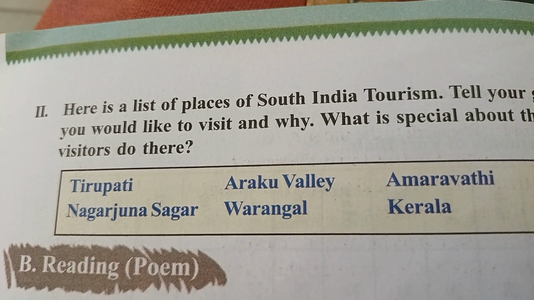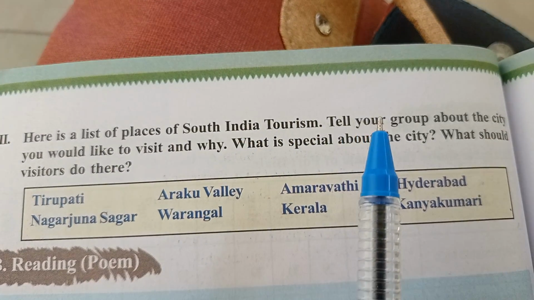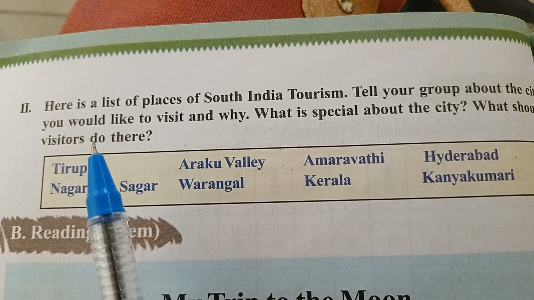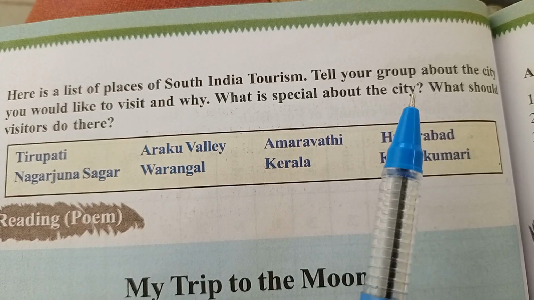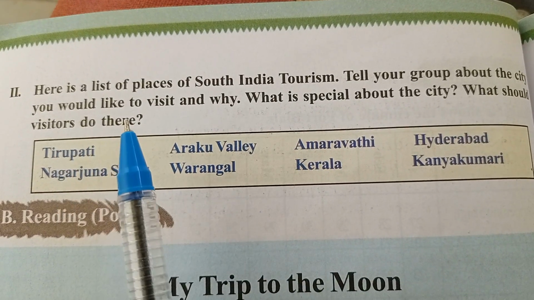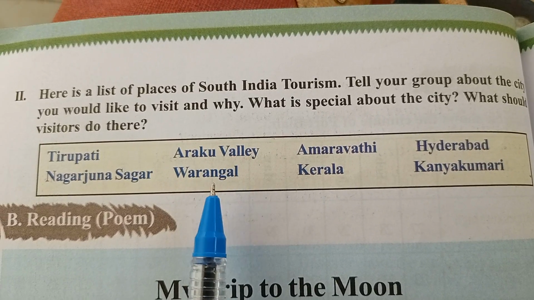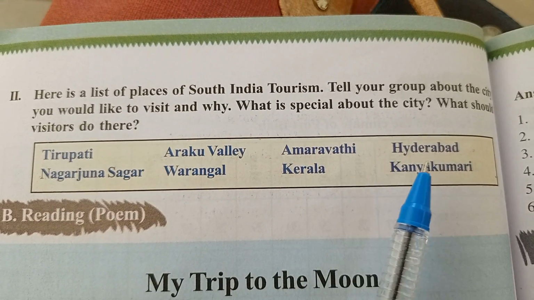Now page number 82. Here is a list of places of South Indian tourism. Tell your group about the city you would like to visit and why. What is special about the city? What should visitors do there? Tirupati, Nagarjuna Sagar, Araku Valley, Warangal, Amaravati, Kerala, Hyderabad, Kanyakumari.